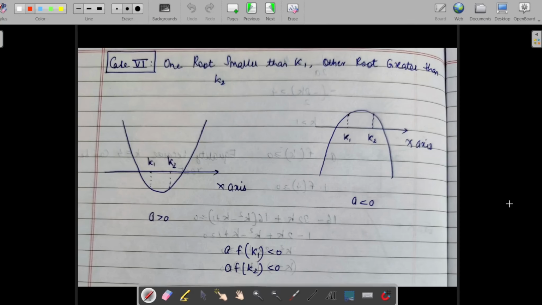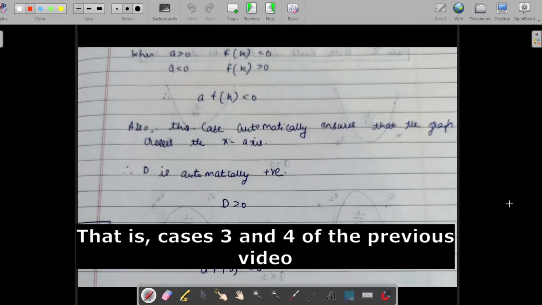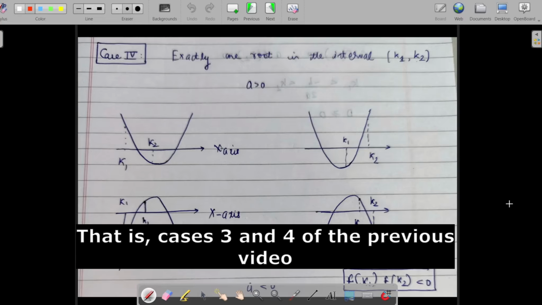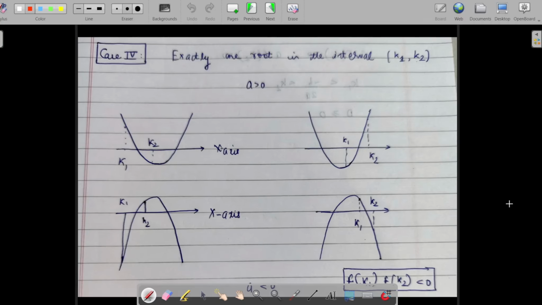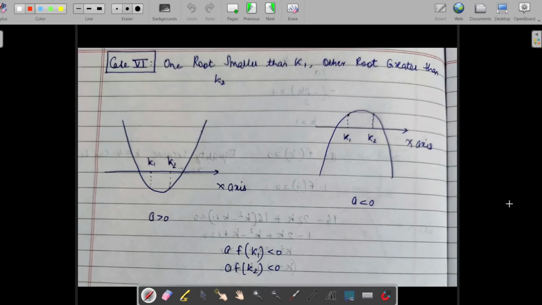So the last case is when one root is smaller than k1 and another root is greater than k2. Now for this one, the reasoning is pretty similar to the cases we have seen already, which is this case and this case. This one was the third case and this one was the fourth case, but the reasoning in all of these is pretty similar. First of all, let us draw all the possible cases or all the possible situations in this case.